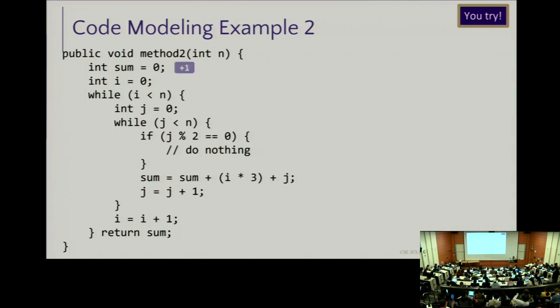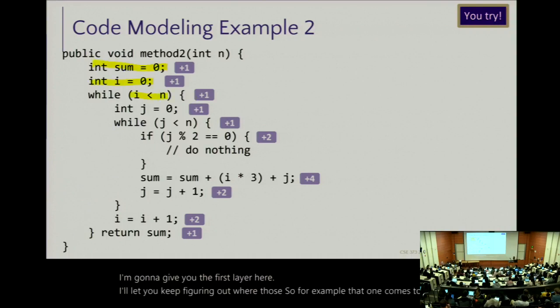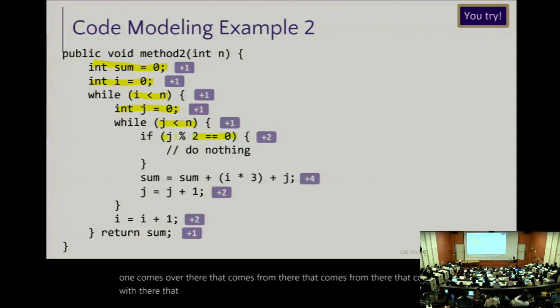Okay, let's see if my animations are good. I'm going to give you the first layer here. I'll let you keep figuring out whether these two. So, for example, that one comes from there, that one comes from there, that comes from there, that comes from there, that comes from there, that comes from here, and then from here. This comes from 1, 2, 3, 4. 1, 2, 1, 2, 1. Hopefully that kind of explains where those come from.